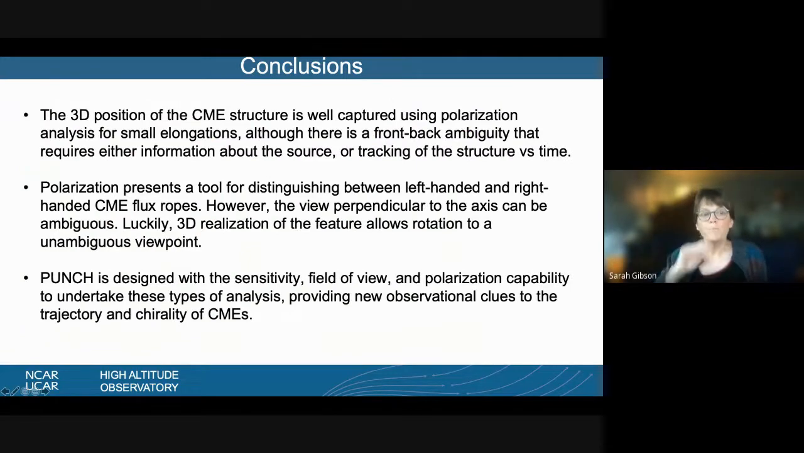So to conclude, the 3D position of CME structure is well captured using polarization analysis for small elongations close to the sun. There is a front-back ambiguity, which either requires information about the source or tracking of the structure versus time. And the polarization also presents a tool for distinguishing between left-handed and right-handed CME flux ropes. However, the view perpendicular to the axis can be ambiguous. Luckily, 3D realizations of the feature allow rotation to an unambiguous viewpoint.